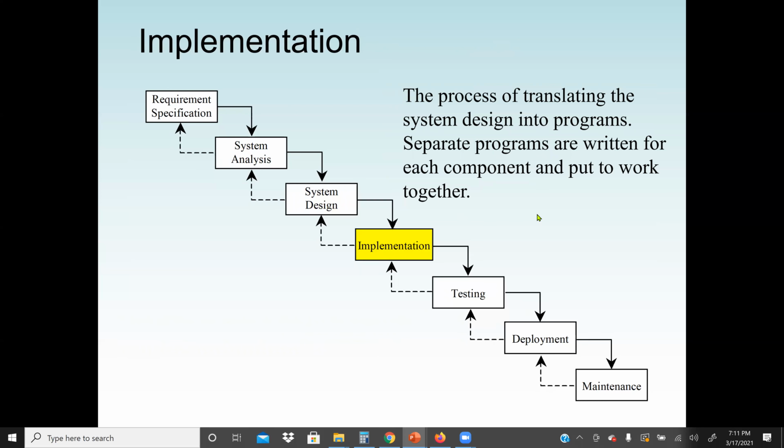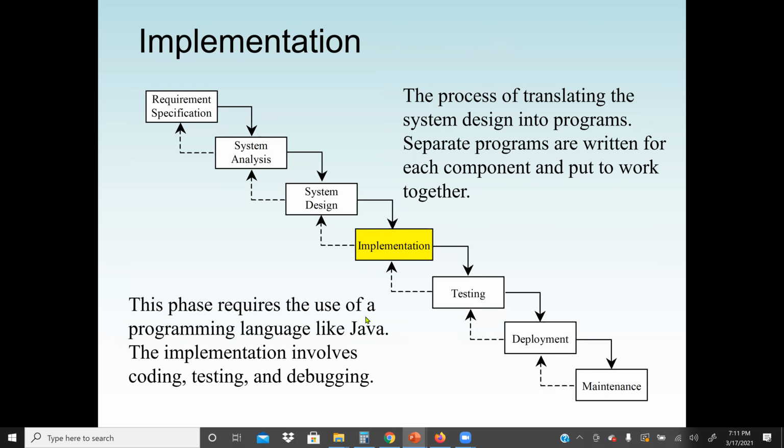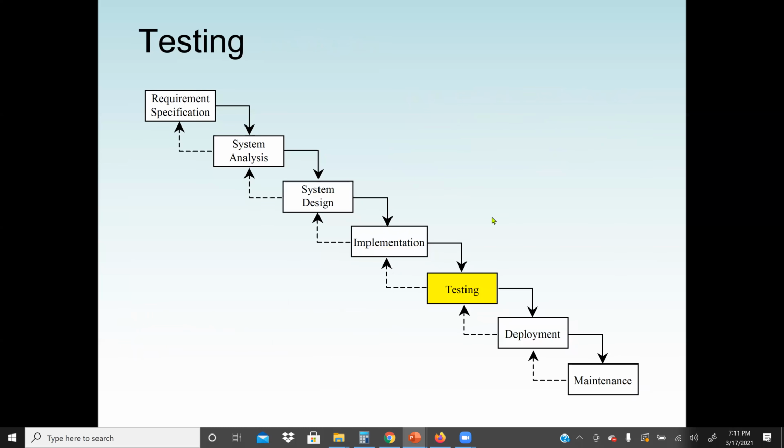We need to separate the programs written for each component and put them to work together. So normally in object-oriented programming, we may identify, let's say, 10 classes. So we are going to write the code for each of the classes, then later we integrate them or put them together. So this phase requires the use of a programming language like Java. The implementation involves coding, testing, and debugging. So the next phase will be our testing.